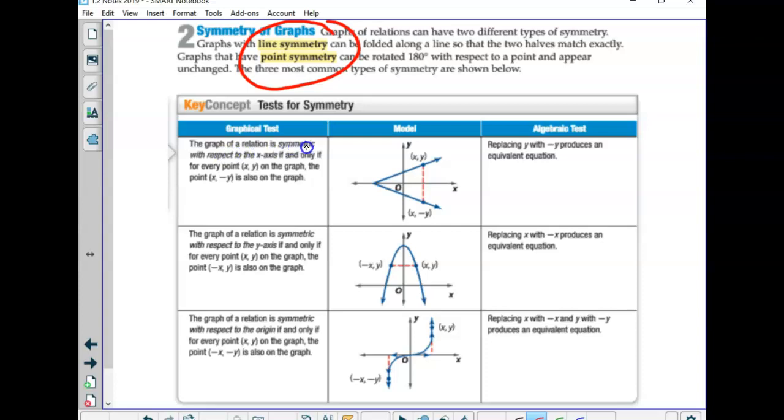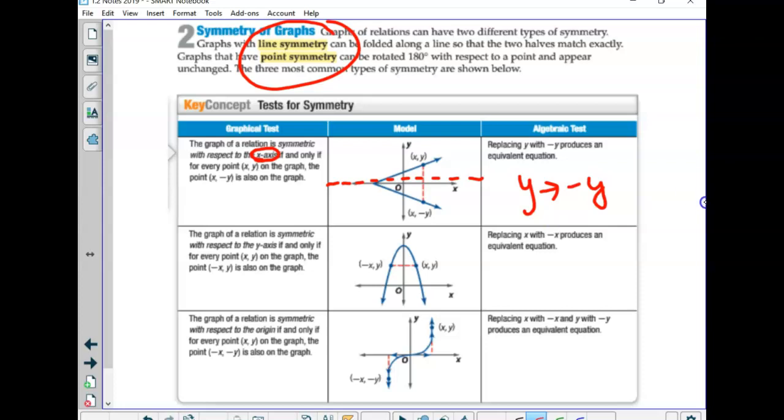So the graph of a relation is symmetric to the x-axis. Now, is this a function if it's symmetric to the x-axis? No, because it folds up and down across the x-axis. It would match up to itself. To test that, it means you replace y with an opposite of y and see if you get out the same thing you started with. In other words, the same value should be true if y is 7 or negative 7, or 1y or negative 1y.